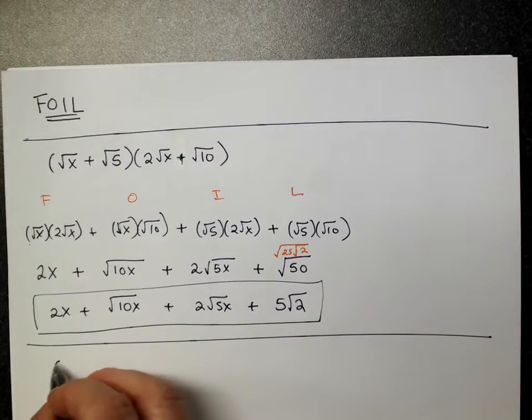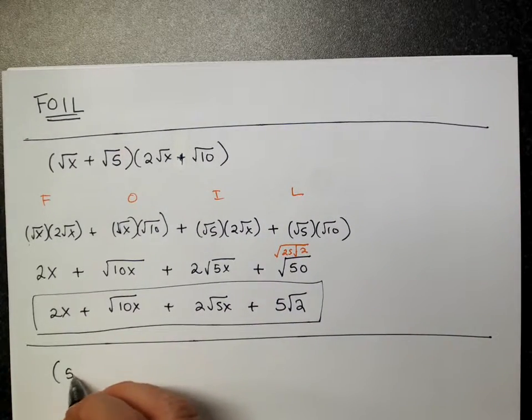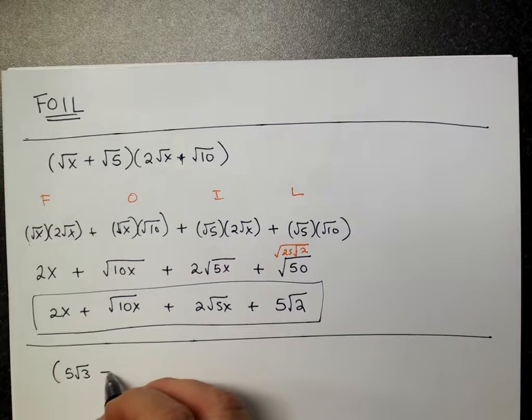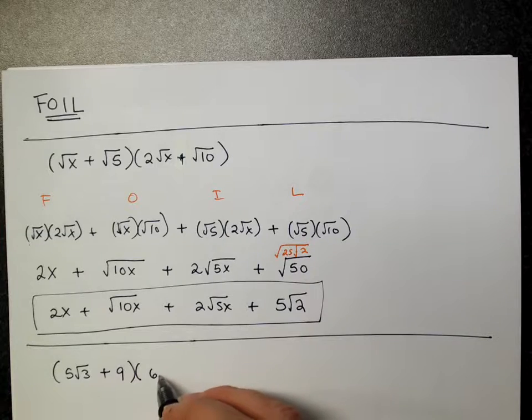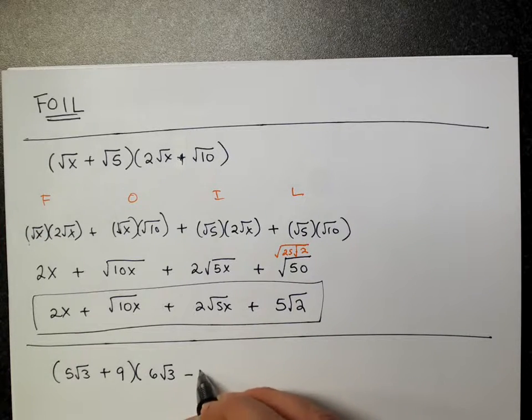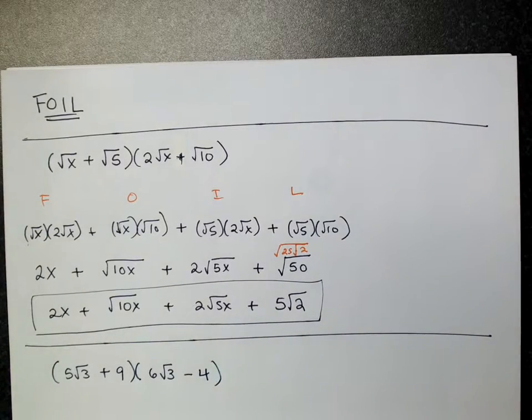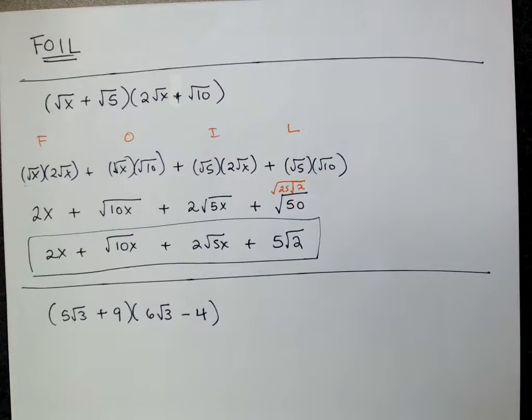Okay, so try this one, and then we'll do binomial squared. So 5 square root of 3 plus 9 times 6 square root of 3 minus 4. In this case, we have 2 binomials. Only 2 of the 4 terms are radicals, but any radicals at all, we're going to FOIL it out, expanded form. Okay. This one has 1 plus and 1 minus, so be mindful of your signs.